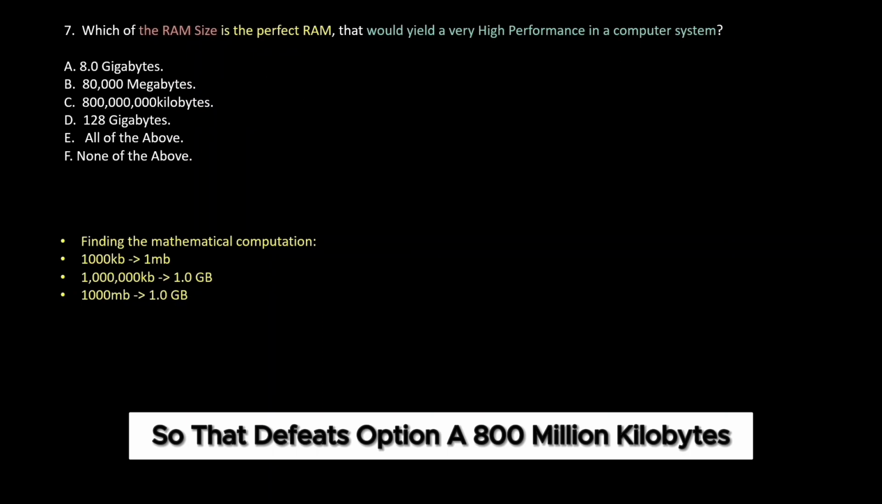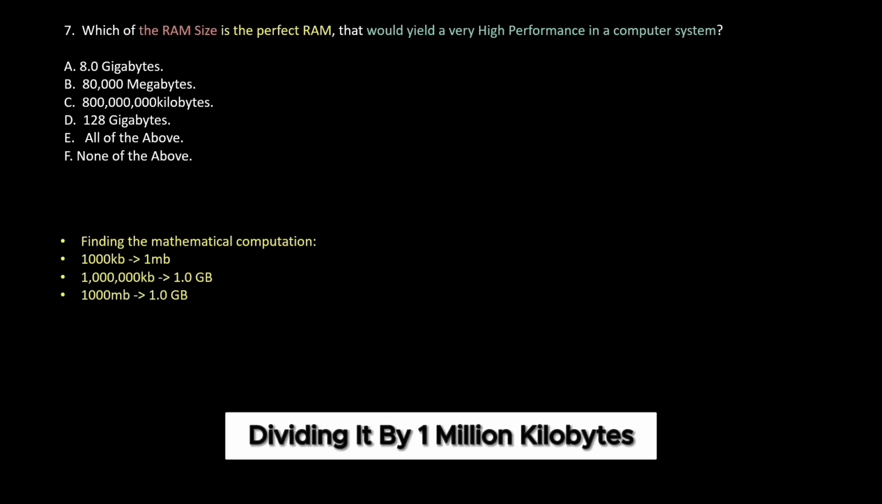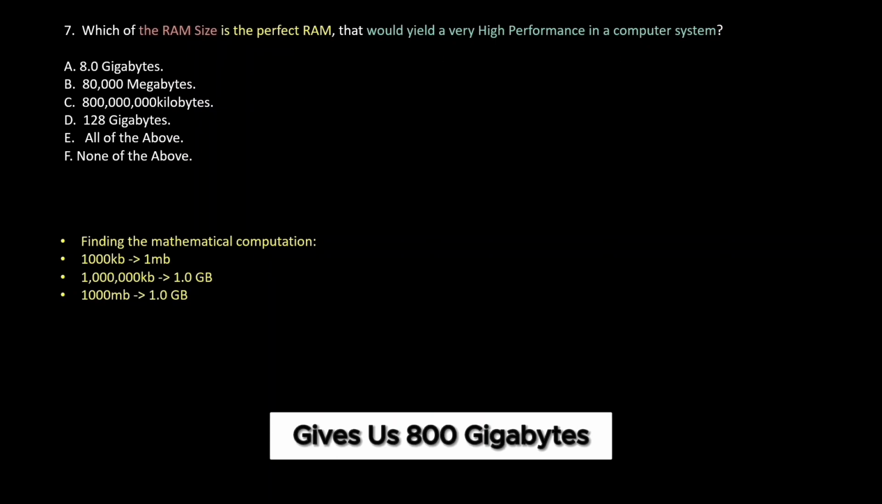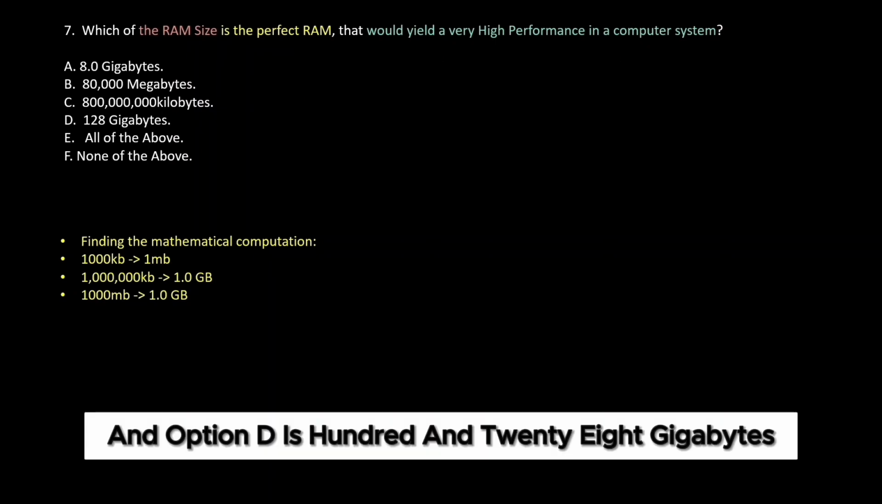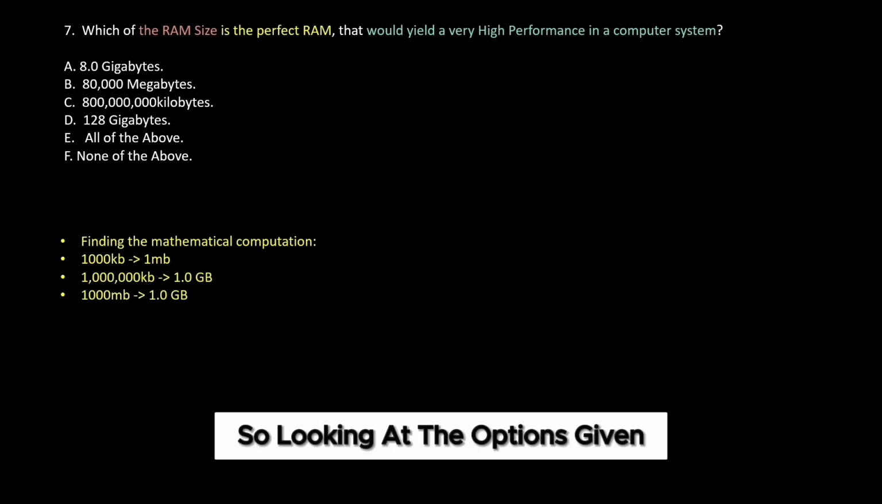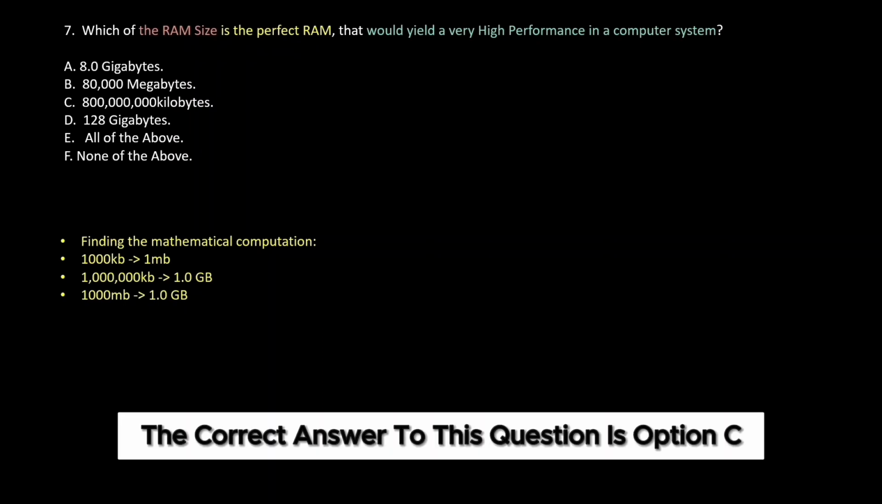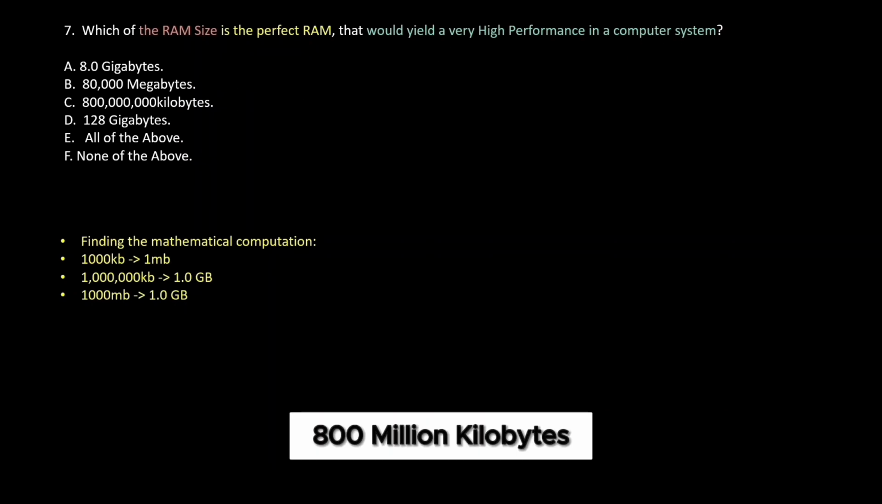800 million kilobytes, dividing it by 1 million kilobytes, gives us 800 gigabytes. And option D is 128 gigabytes. So looking at the options given, the correct answer to this question is option C, 800 million kilobytes.